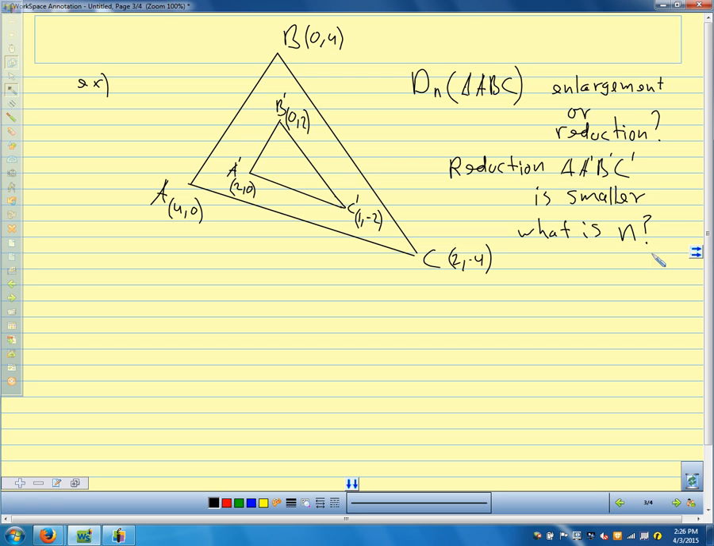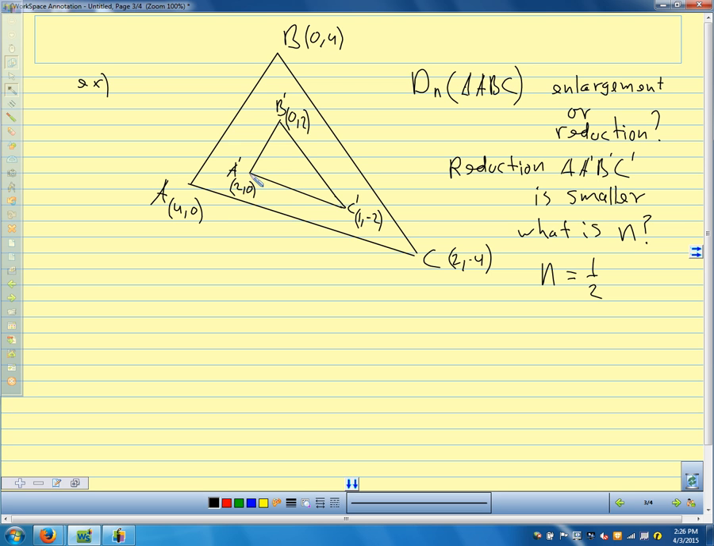Almost, not negative 2. What do we multiply the coordinates by, this coordinate to get that coordinate? 1/2. n equals 1/2. I multiply the coordinates here by 1/2 and I get the coordinates here. Multiply the coordinates here by 1/2 and I get the coordinates here. Multiply this by 1/2 and I get the coordinates there. So the scale factor is 1/2. So we've shrunk that triangle by 1/2.